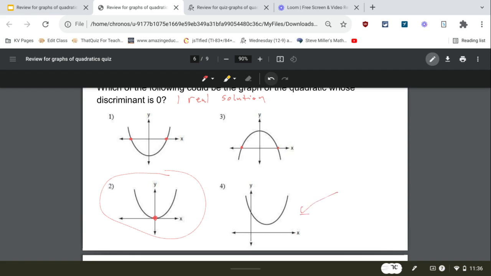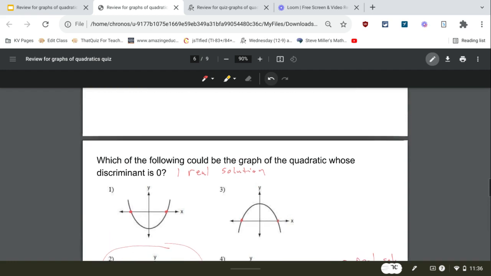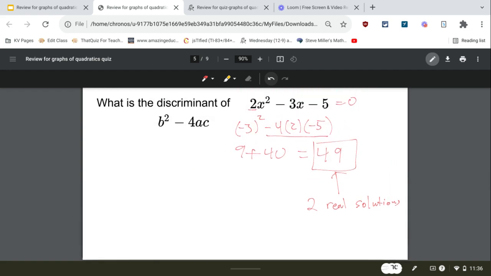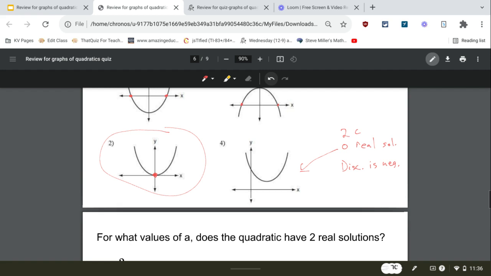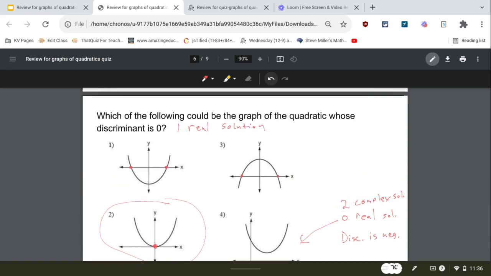Then option 4 here would correspond to no real solutions, and this means that the discriminant is negative. So if the discriminant is positive, like positive 49, you get 2 real solutions. If the discriminant is negative, you get no real solutions. We'll say this is 2 complex solutions. And if the discriminant is 0, this is the type where it just touches the x-axis one time, and so it's one real solution.